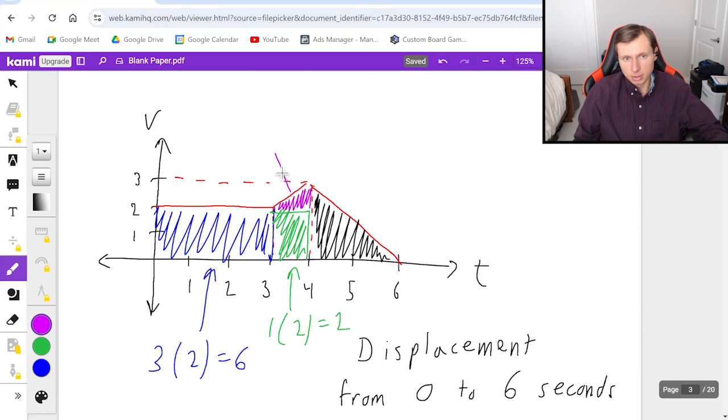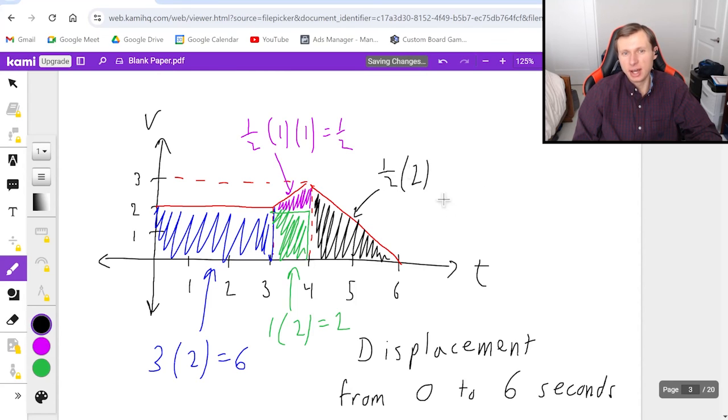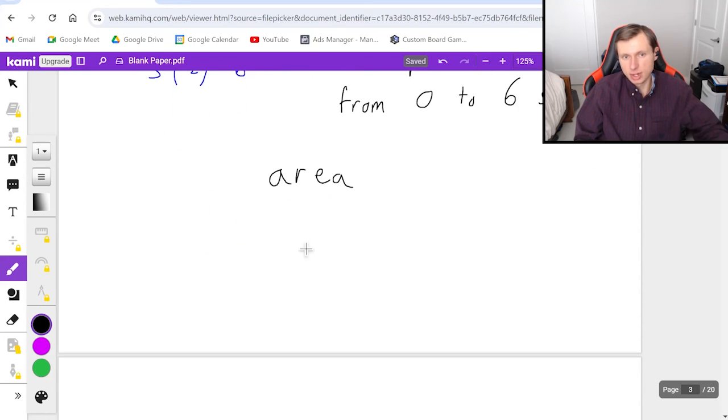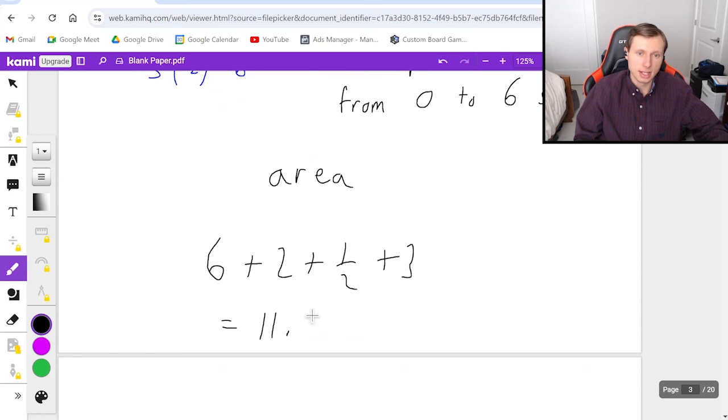Then for the purple, it's a triangle, so 1/2 base times height. Base is, again, 4 minus 3, so 1. And the height is 3 minus 2, so 1. Looks like the area is 1/2 for the purple. And then finally for the black, it's going to be, again, 1/2 base times height, because it's a triangle. The base is 2, because 6 minus 4 is 2. And then the height goes up to 3, so that's going to be 3. And then finally, if I just want to find my displacement, I got to add these 4 areas together. So 6 plus 2 plus 1/2 plus 3. And if I plug this in a calculator, then I'll get a final answer of 11.5.